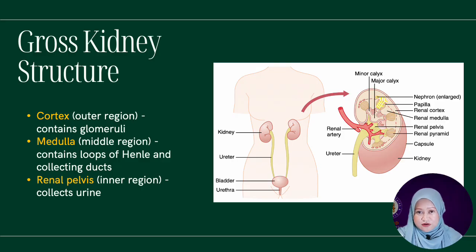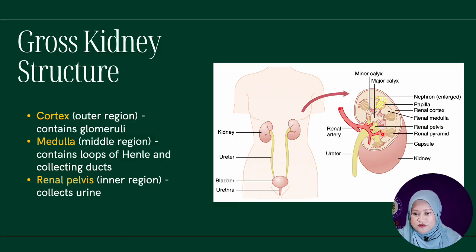So this is the gross anatomy of the kidney. If we look at it from the outside and then cut it open, we can divide it into three main regions: the cortex, medulla, and the renal pelvis. So the cortex is the outer region. It appears lighter in color. So this is where glomeruli are located, along with parts of the renal tubules. So when we talk about filtration, we are mainly referring to the processes that begin in the cortex. Filtration starts here because this is where blood first enters the glomerular capillaries.